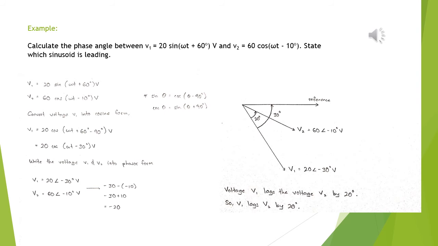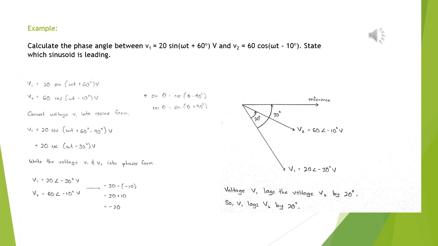I have included an example about this topic, which is: calculate the phase angle between V1 equal to 20 sine(omega t plus 60 degree) and V2 equal to 60 cos(omega t minus 10 degree). State which sinusoid is leading.